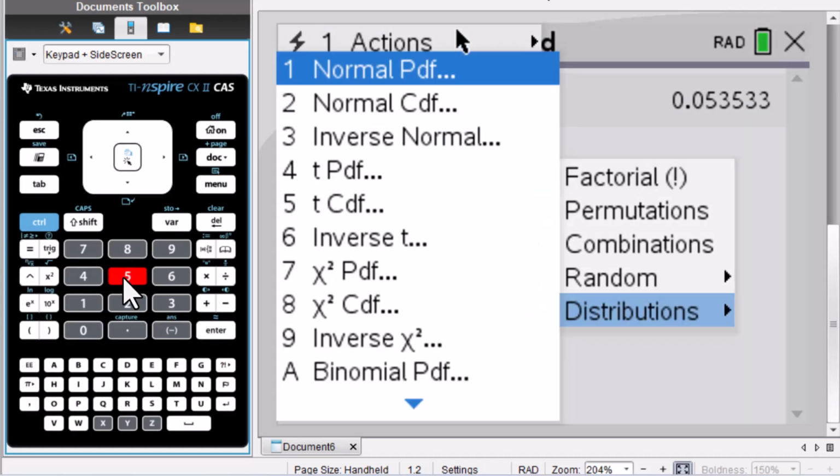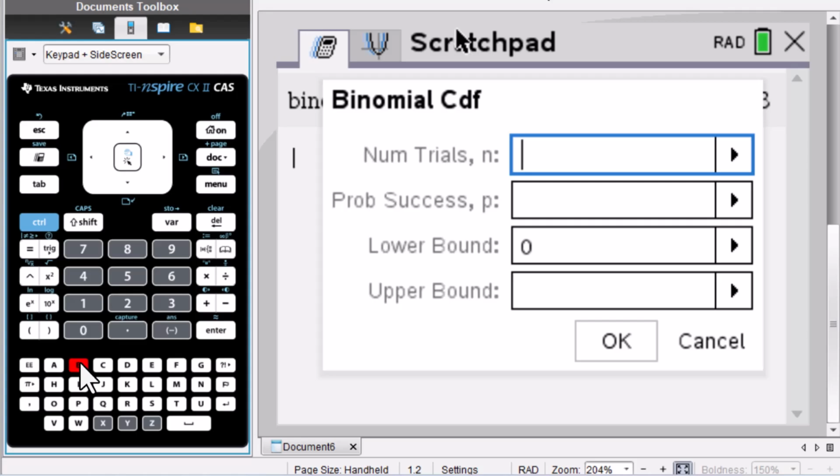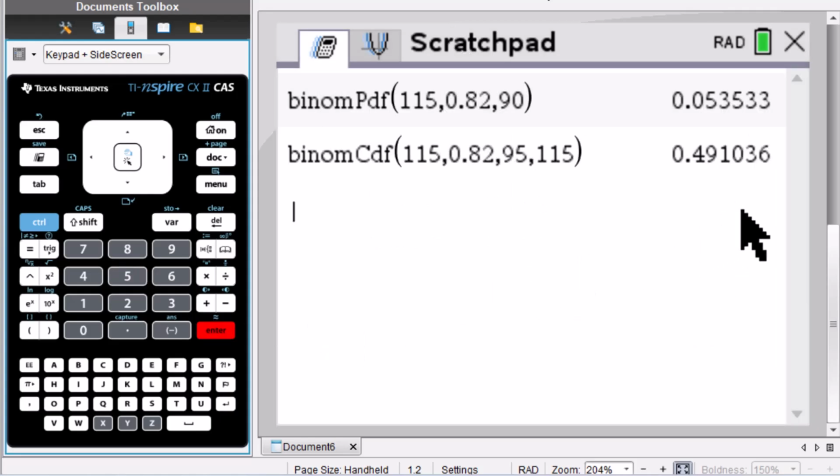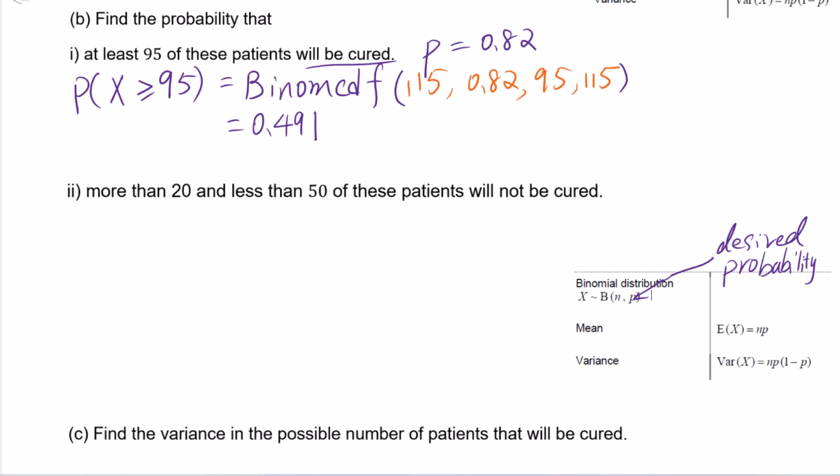Menu 5, 5. Go to B. 115. P is 0.82. Lower bound 95. Upper bound 115, because totally there are 115 patients. Answer is 0.491.